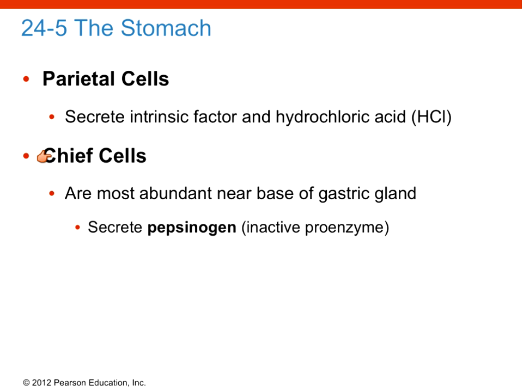Chief cells, on the other hand, most of them are at the base of the gastric gland, and we'll talk about exactly where that is in a few slides. And they secrete pepsinogen. Pepsinogen's job is to start breaking down protein, so it breaks down those amino acids. For right now, parietal cells, hydrochloric acid, we'll talk about exactly how that happens in a slide or two, and then chief cells are going to secrete pepsinogen.